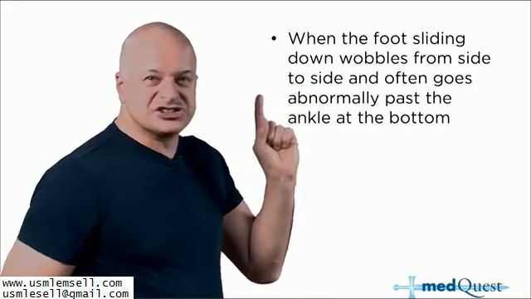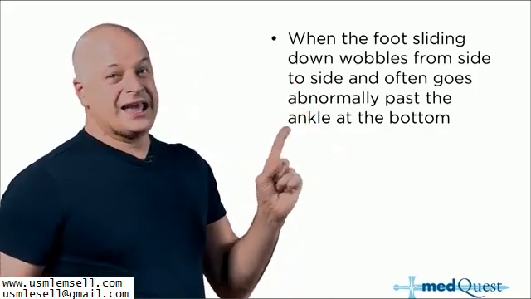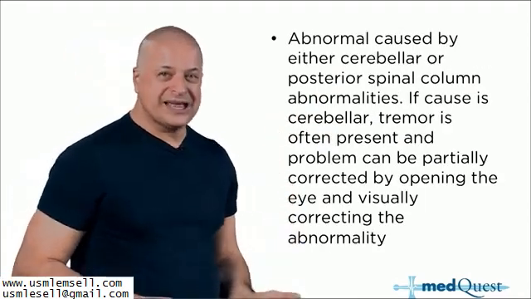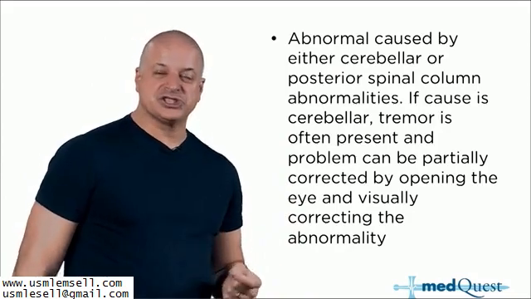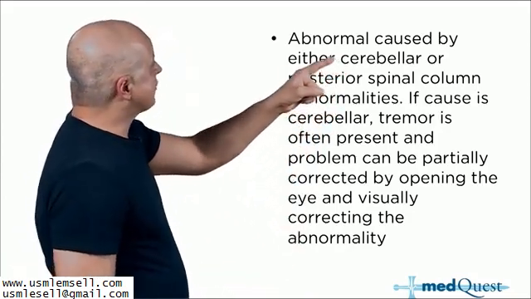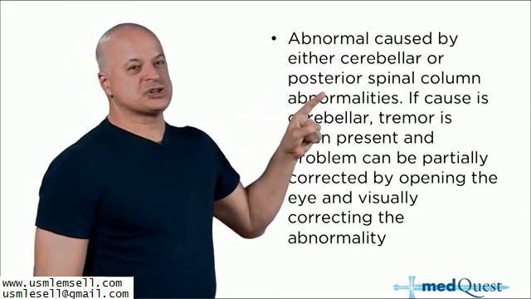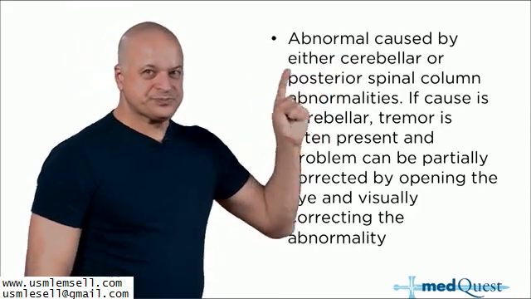The foot should slide down the shin. Now, when you have an abnormal heel to shin test, it means either a cerebellar defect, a proprioception problem, or loss of the dorsal columns.